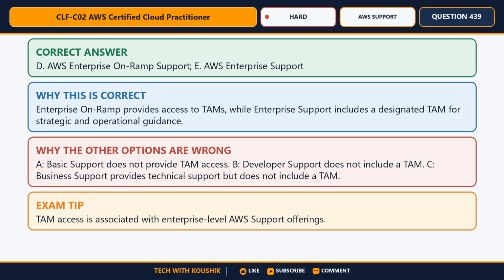Why are the other options not correct? A. Basic support does not provide TAM access. B. Developer support does not include a TAM. C. Business support provides technical support, but does not include a TAM. Exam tip. TAM access is associated with enterprise-level AWS support offerings.